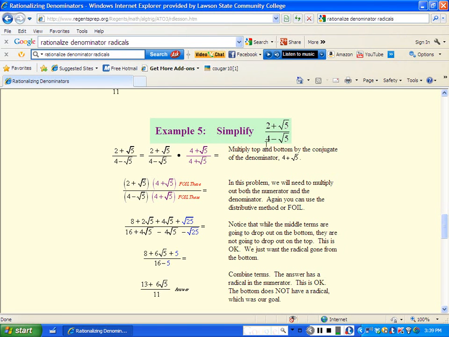What is the conjugate of 4 minus the square root of 5? It is 4 plus the square root of 5. So we multiply numerator and denominator by 4 plus the square root of 5. When we do that, notice always when you multiply conjugates together in the denominator, the middle terms will cancel. And as you can see, you end up in the denominator having 16 minus 5, and you'll have 11 in the denominator.